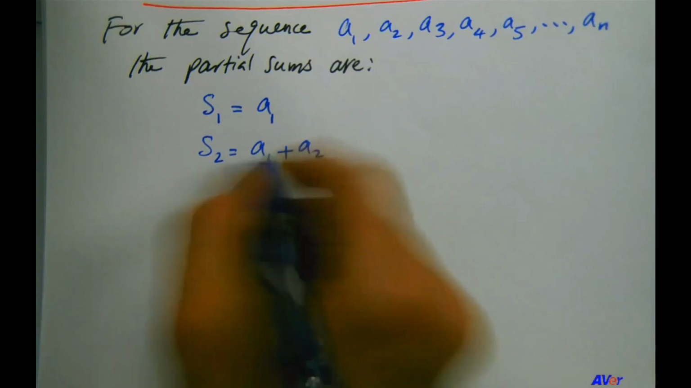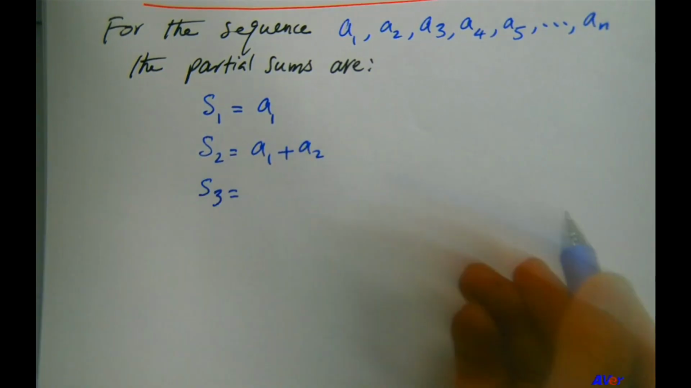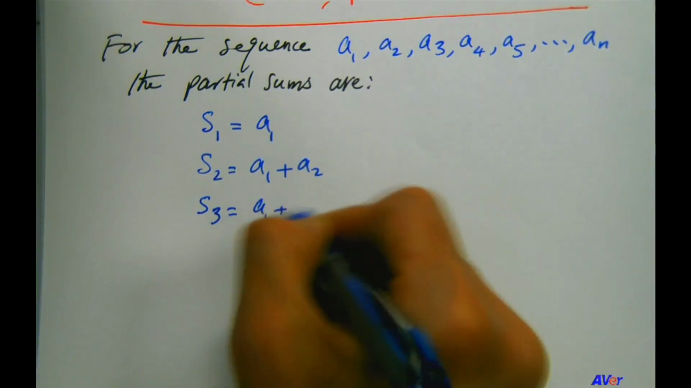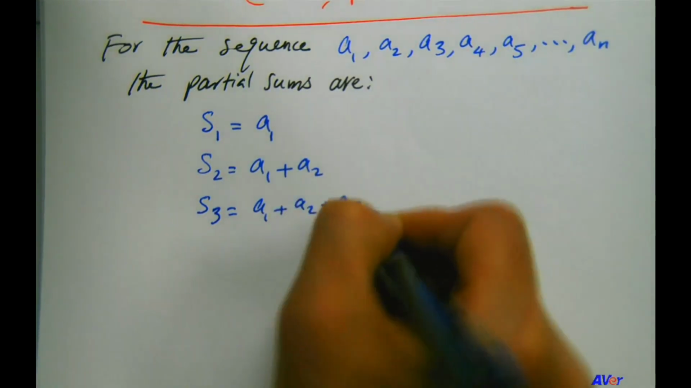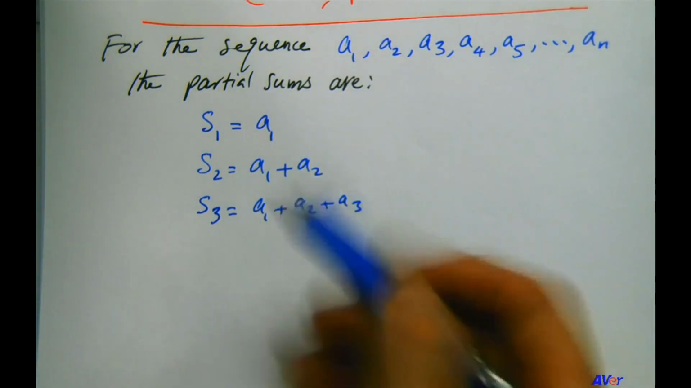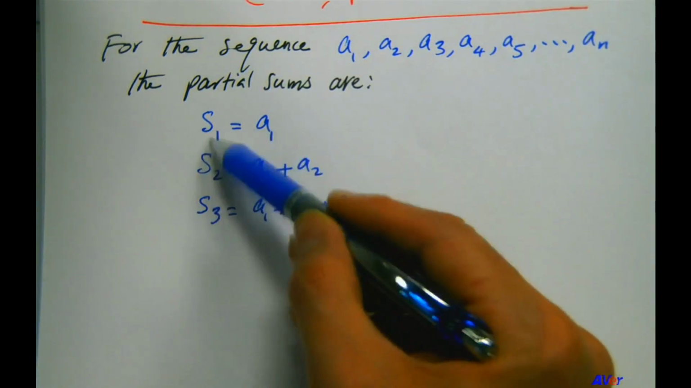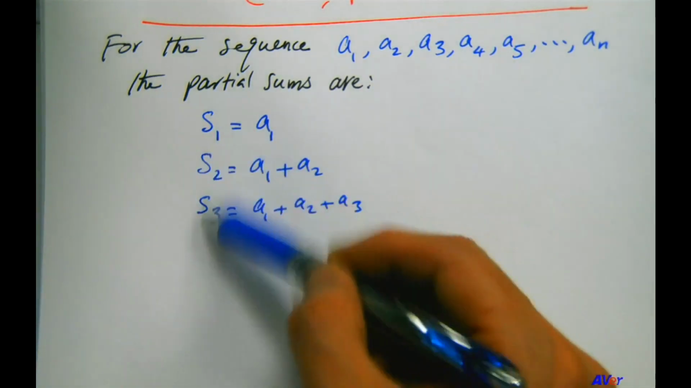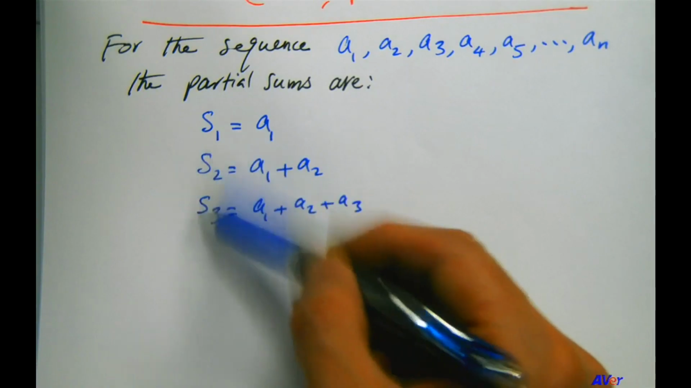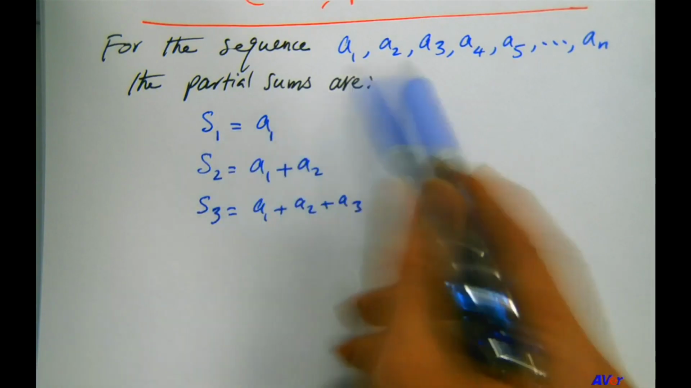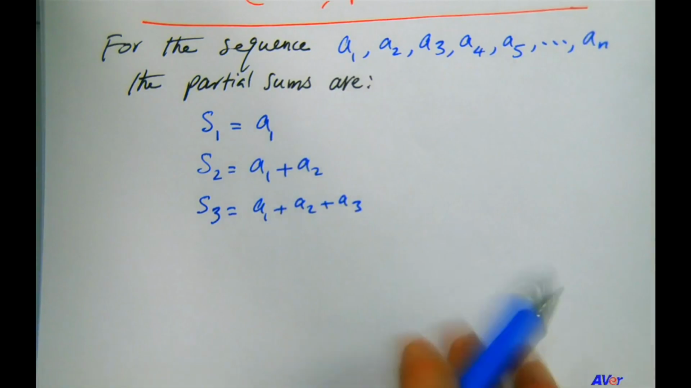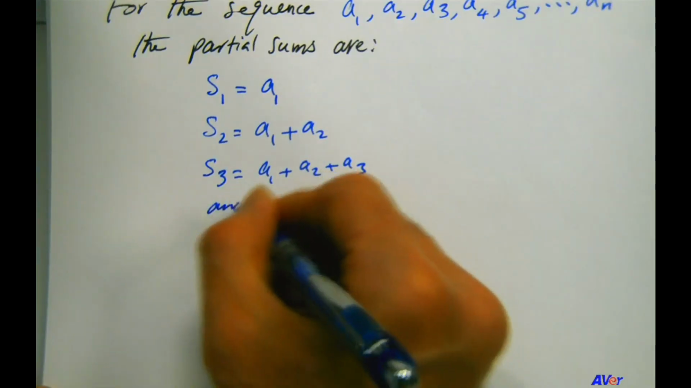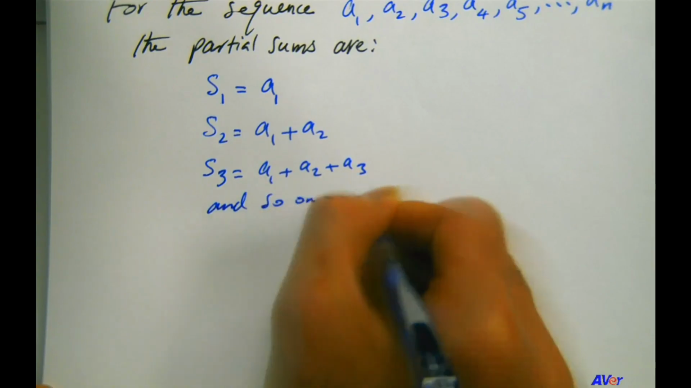Okay, and then the sum of the first three terms in the sequence, of course, will be A1 plus A2 plus A3. So at this point, I want you to pay attention to the notation that S1, S2, S3 represent the sums or series, partial sums or partial series of any sequence like that, and so on.